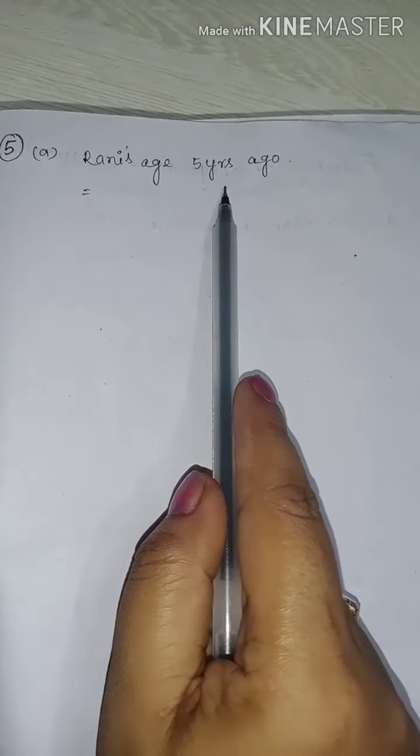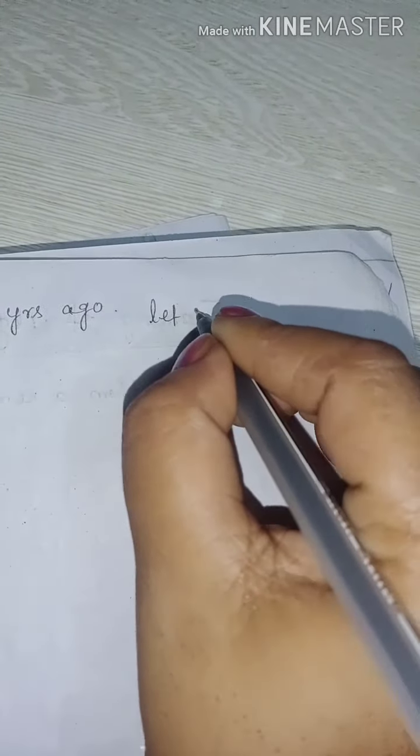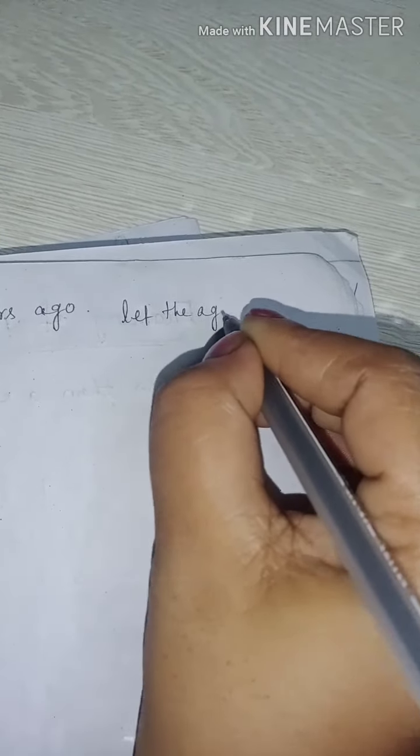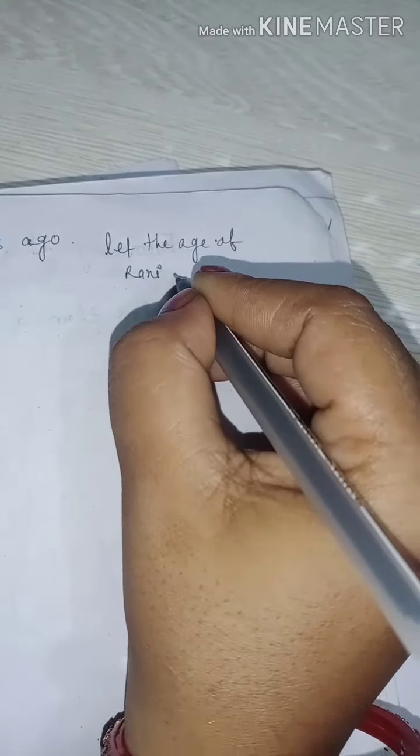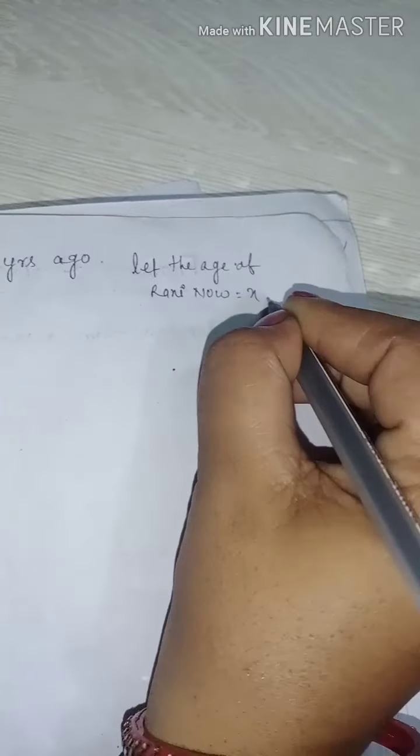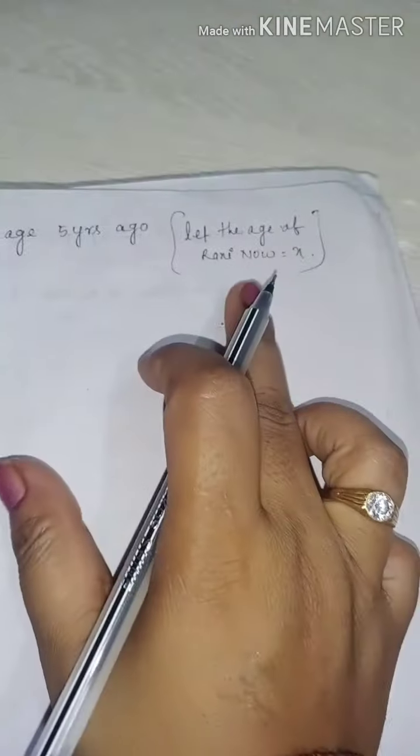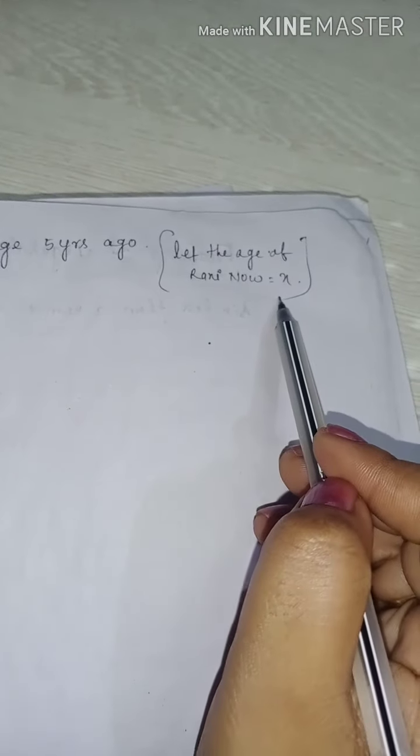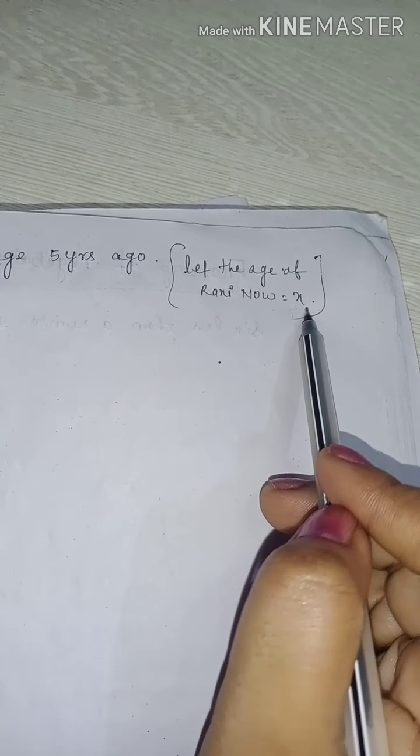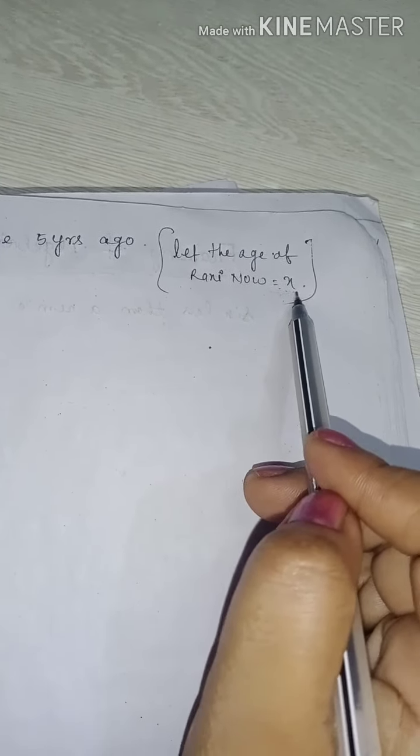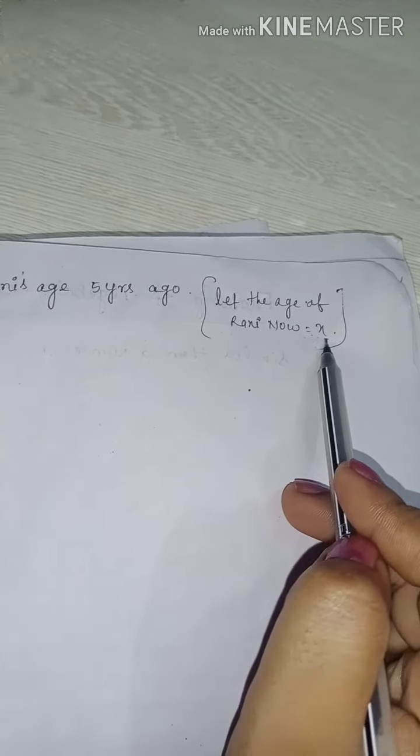Before we find out Rani's age 5 years ago, we have to write here: let the present age of Rani be x. This is the first line. Because we don't know Rani's age now, we take it as the unknown quantity, unknown number, so we take x as the variable here. Let the age of Rani now be x.